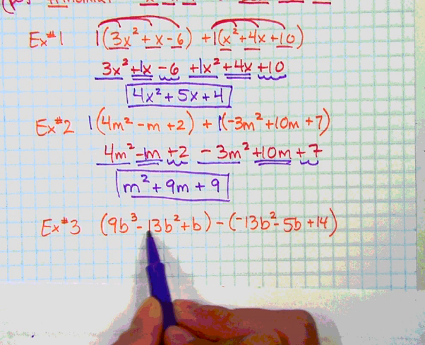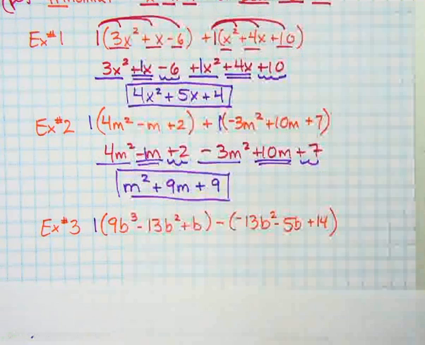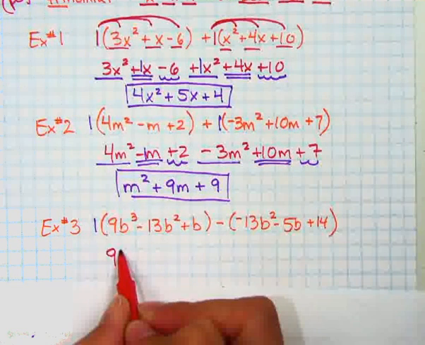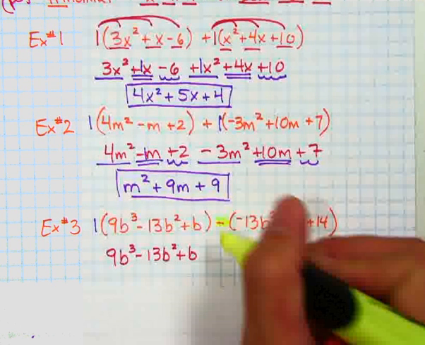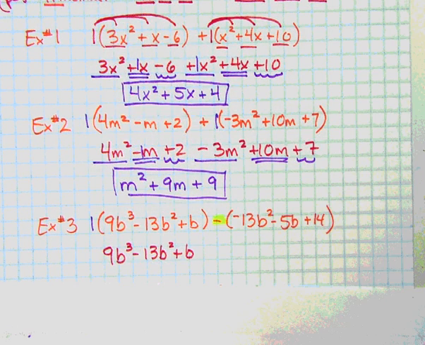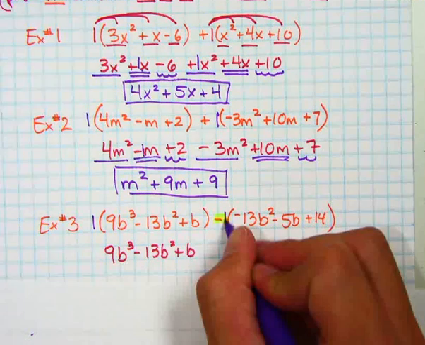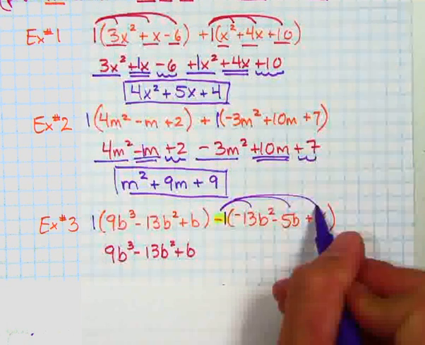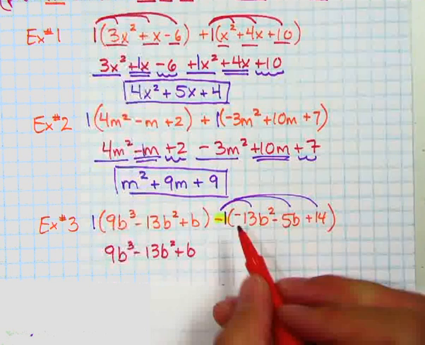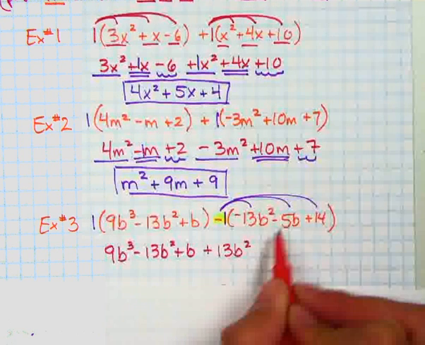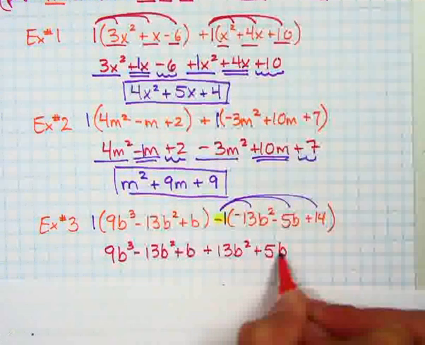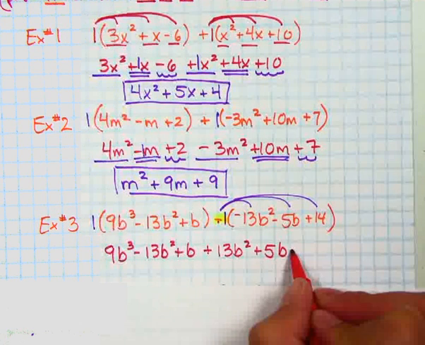Can't combine anything. I remember Mr. Ramos saying there's one of them, so I'm going to write one of each. That's 1 of 9b cubed, negative 13b squared, positive b. Aha. Over here, don't get fooled. This negative is a little different from before. This negative is saying, hey, friend, I want the opposite. I want one of the opposites of each one of these. Well, the opposite of a negative is positive. So positive 13b squared. The opposite of a negative 5b, positive 5b. And last but not least, the opposite of a positive 14, negative 14.